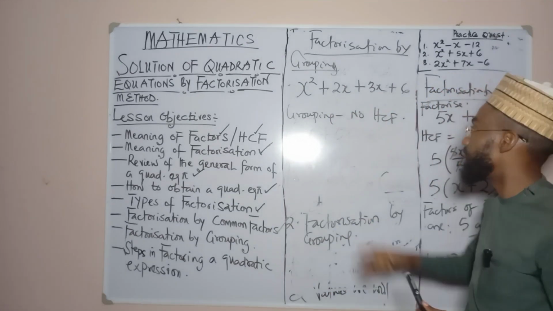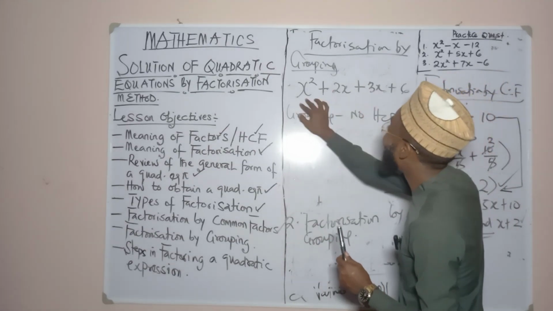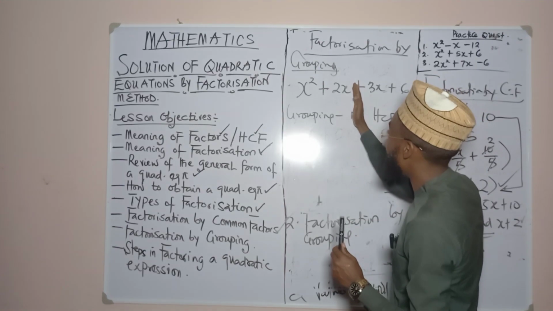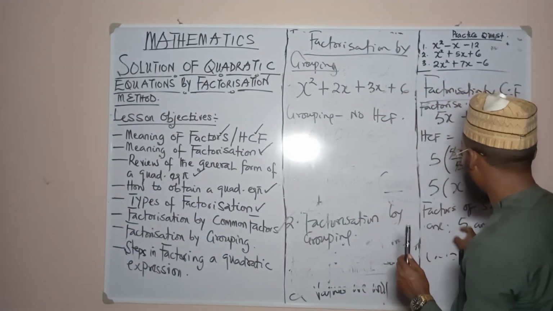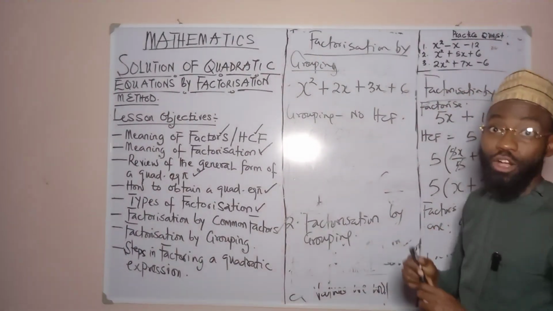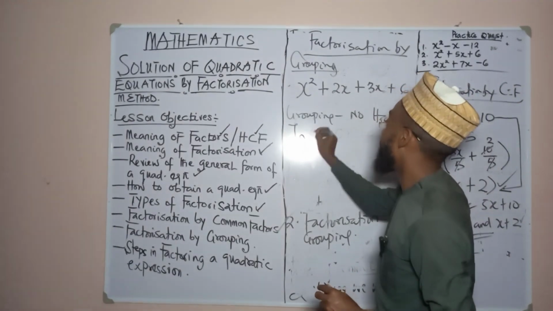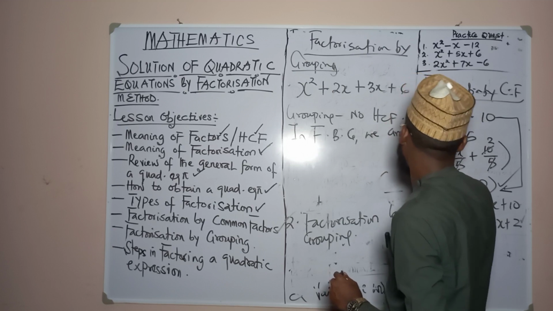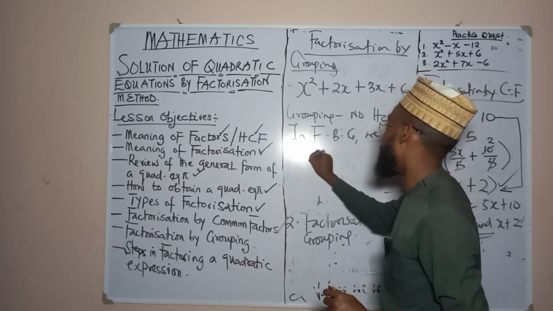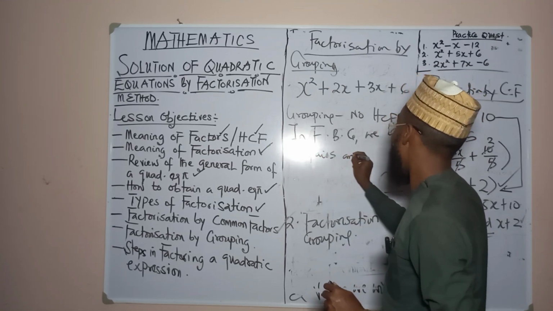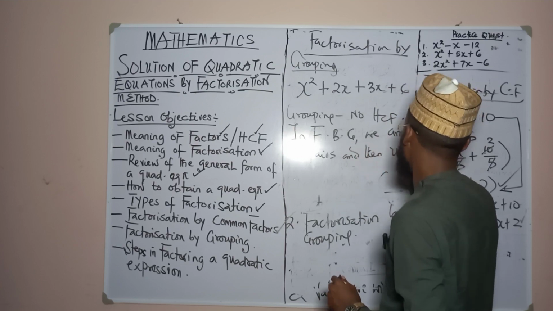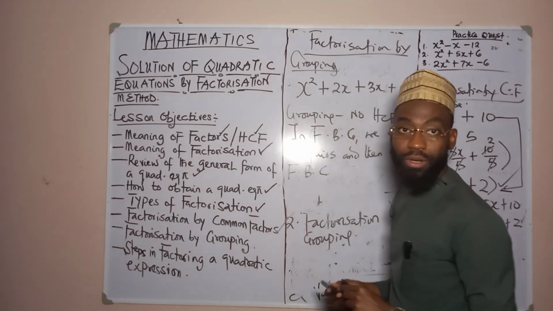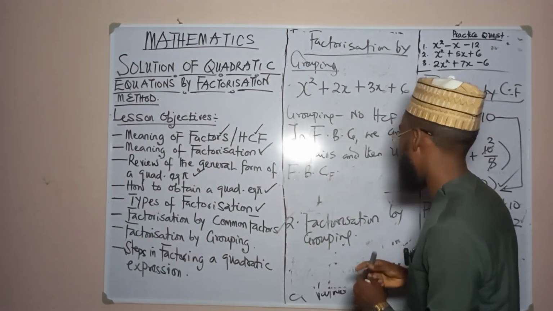And what does grouping mean? Grouping simply means we are going to arrange this in pairs. Pairs means 2, 2. So we're going to arrange it in pairs and then apply what we call factorization by common factors. So in factorization by grouping, we arrange in pairs. Please take note of this. We arrange in pairs and then use factorization by common factors. It's just as simple as that.